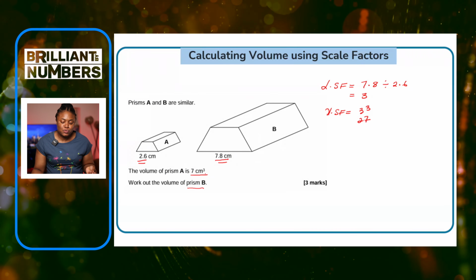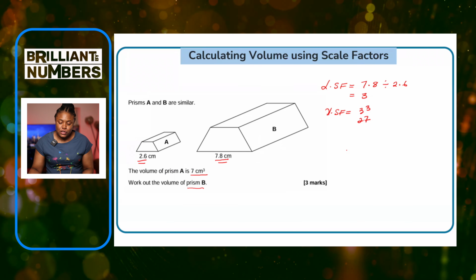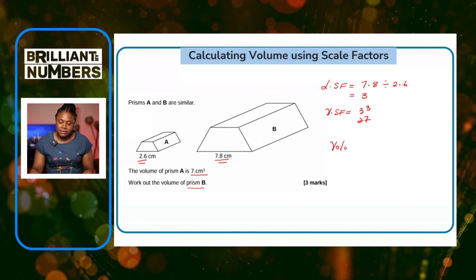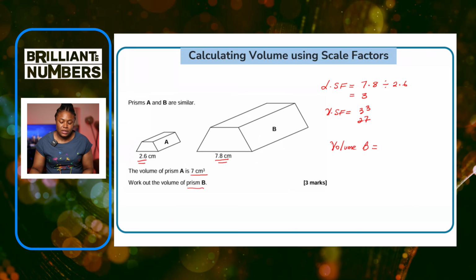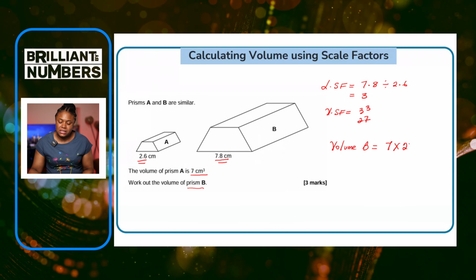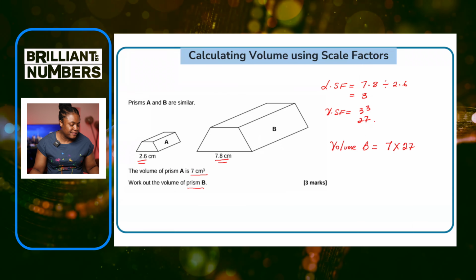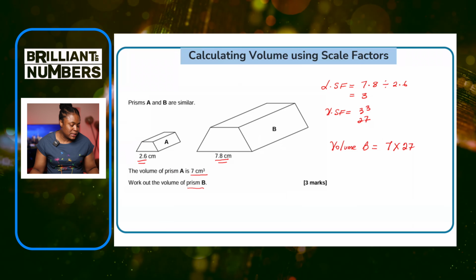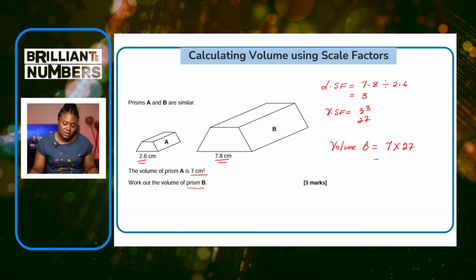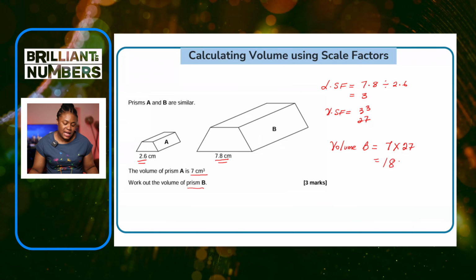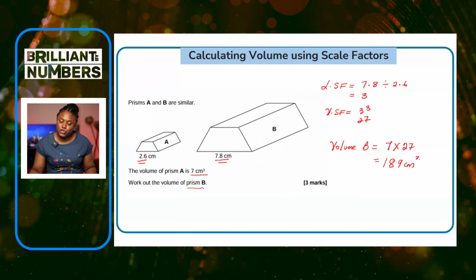So I'm going from small to large, so I also need to multiply. So therefore, volume B is equal to 7 multiplied by 27, which is my volume scale factor. So just put that in our calculator, 27 times 7, and that gets me to 189 centimeters cubed. 3 marks, guys. Not difficult at all. Finding my linear scale factor, finding my volume scale factor, and then I look: if I'm going from small to large, I multiply. If I was going from large to small, I would have divided.